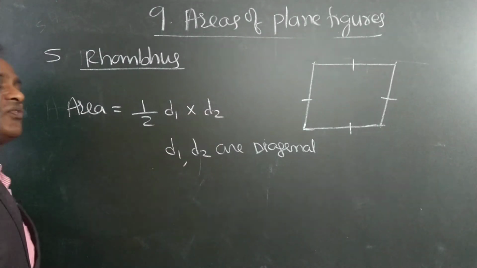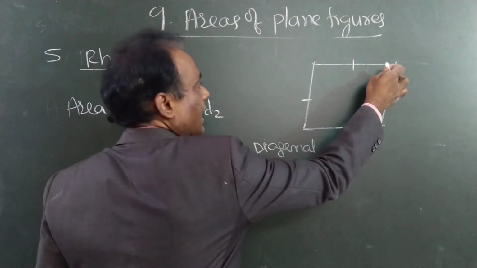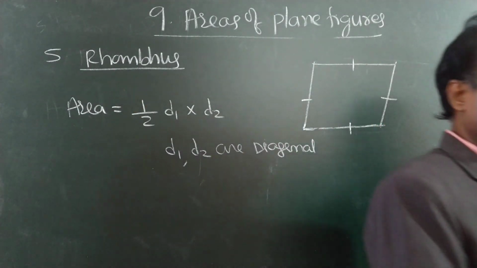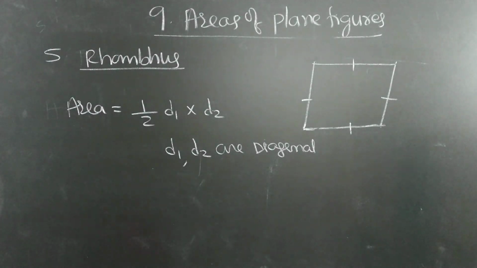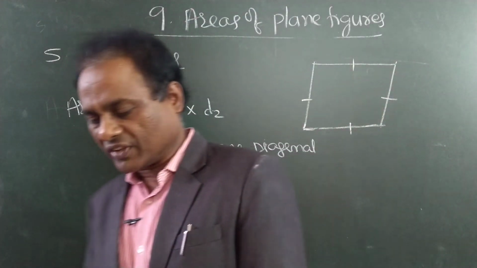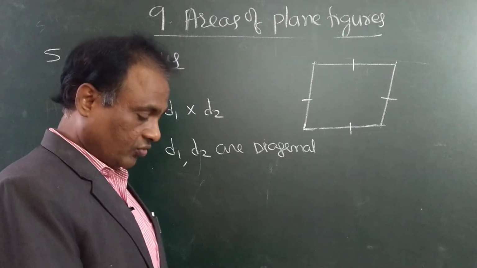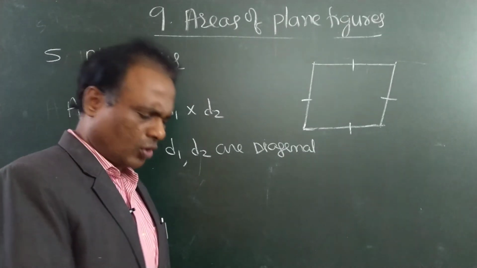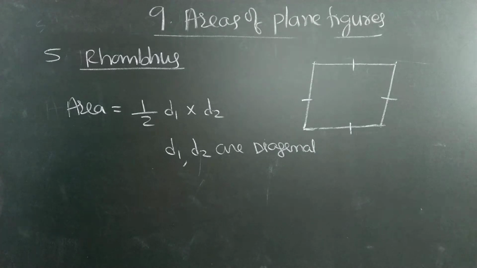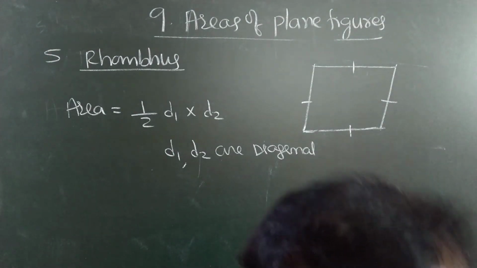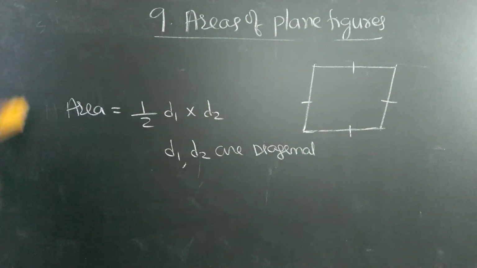So area of rhombus formula, write down: half one diagonal into other diagonal, half d1 into d2. So 5 formulas I gave, and that's all. Only 5 formulas are applicable in this chapter. A small chapter, but some problems may be difficult, and may have a lot of diagrams inside one single diagram. Next I will give one more formula, the 6th one.